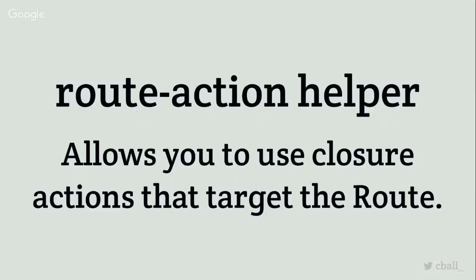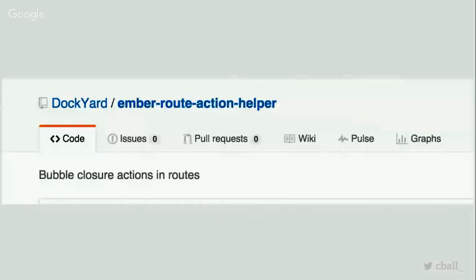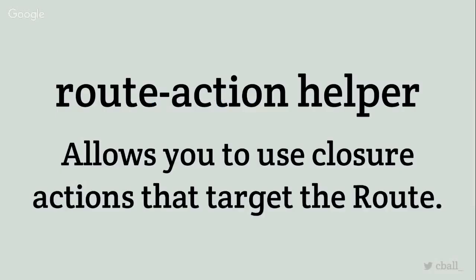So there's this thing in a Dockyard release called Ember Route Action Helper that Robert Jackson helped put together. And this is really awesome. It basically takes that limitation away, so that you can actually use closure actions that have a target of the route. So if you add this to your app, the only thing you really need controllers for is query parameters.